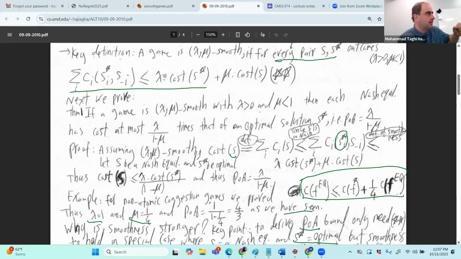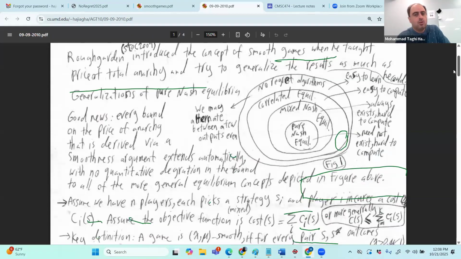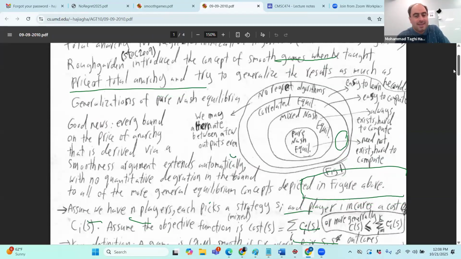There are a few games for which we cannot prove the price of anarchy this way, for example network formation games. A few years ago, we couldn't get it using this kind of smoothness analysis, but almost all other things we can get using this. And the good thing is that the same arguments work: the theorem that we have mentioned for Nash equilibrium, you can prove also for no-regret algorithms. A similar proof exists, and it shows that if you have smoothness, you can also give the price of total anarchy bounds.